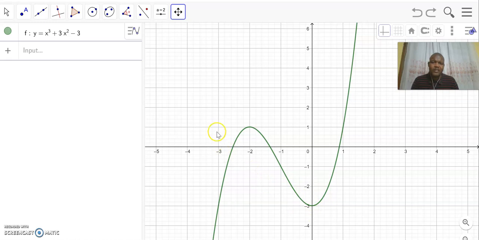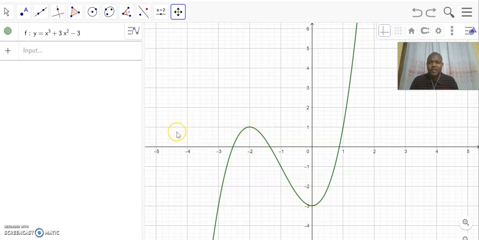So we are realizing that the maximum point is the turning point, and the minimum point is also the turning point. But note that such curves have no global maximum or minimum because they are continuous. You can see the way they are continuous. Some of the graphs have global maximum and minimums. But in this case, let us just deal with this maximum point or the turning points.